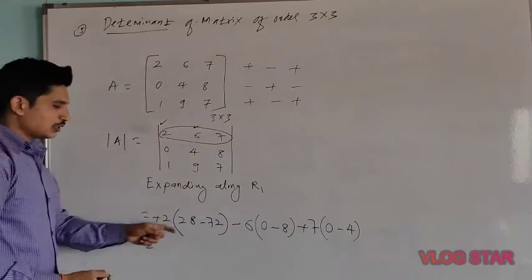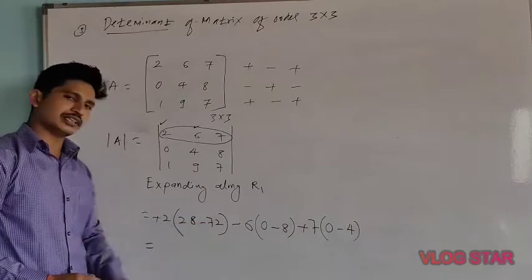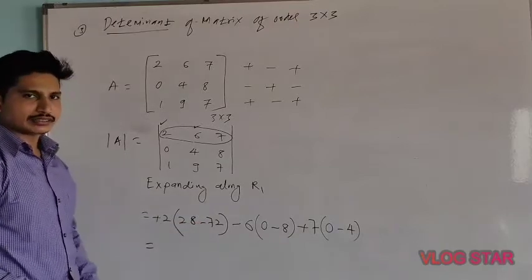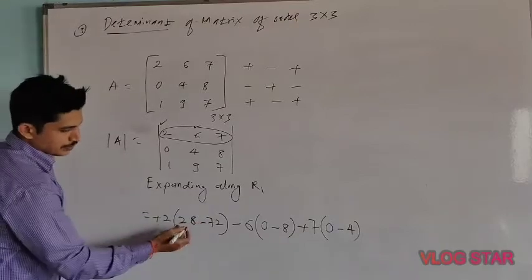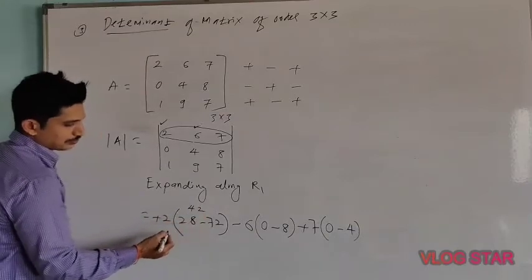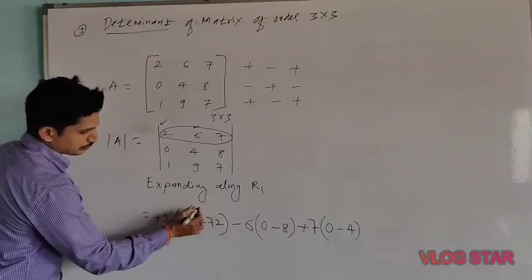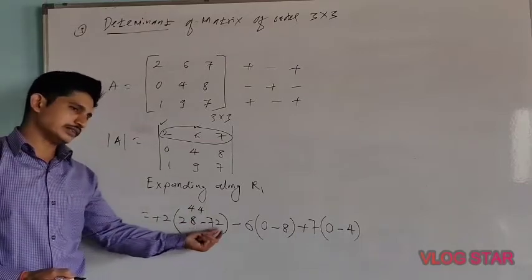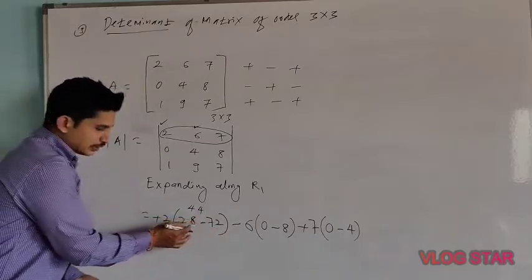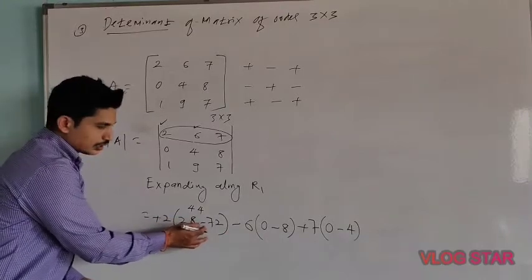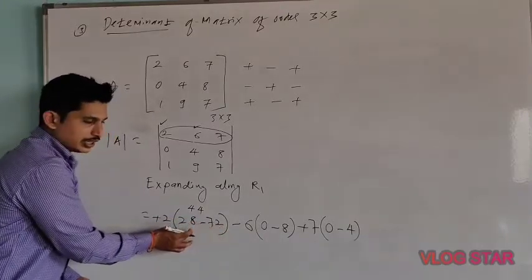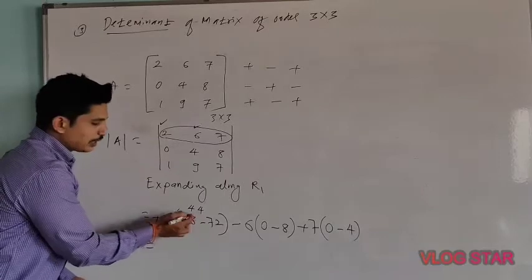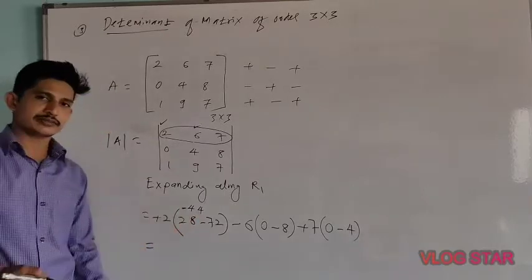Okay. Now 28 minus 72. Subtract that here. Okay. How much will come? 42 will come. Sorry, 44 will come. Okay. 28 minus 72 is a plus and minus, so subtract here. 72 minus 28 is 44, and the sign is what here? Minus sign is bigger, so minus sign.